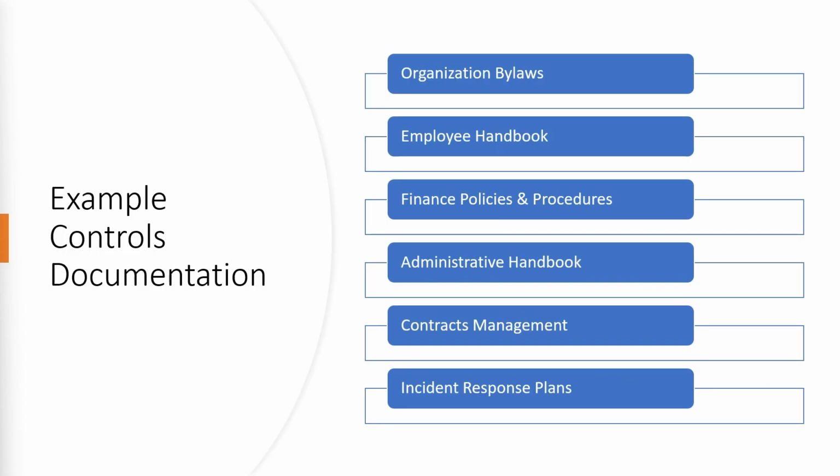Organizations document their internal controls in various types of documents, beginning with the organization's bylaws that outline the roles and responsibilities of board members. While each organization may approach documentation differently, all should include controls, policies, and procedures covering areas such as human resources, finance, administration, contracts and grants management, and incident response.